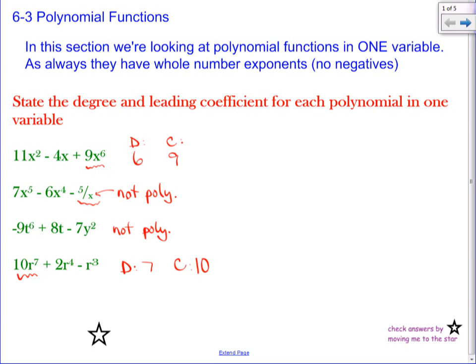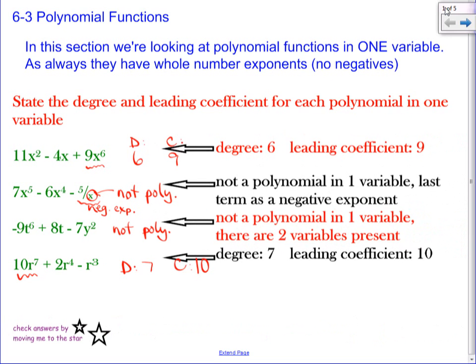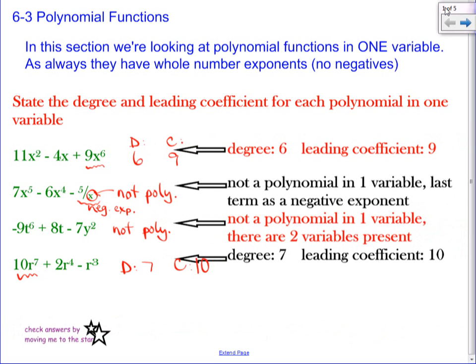Questions? Yes. Because this right here has a negative exponent. Because it's on the bottom. Any other questions? All right. Looks like we're good on those. All right.